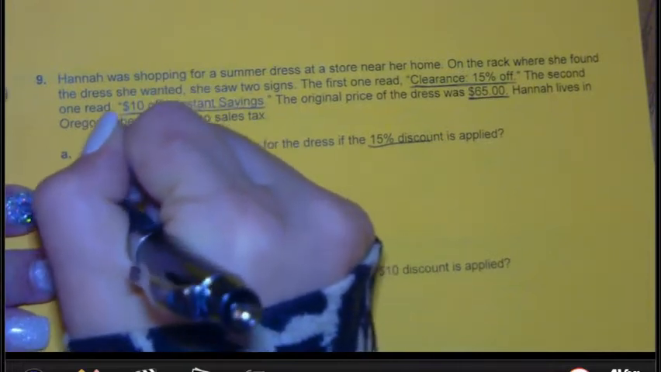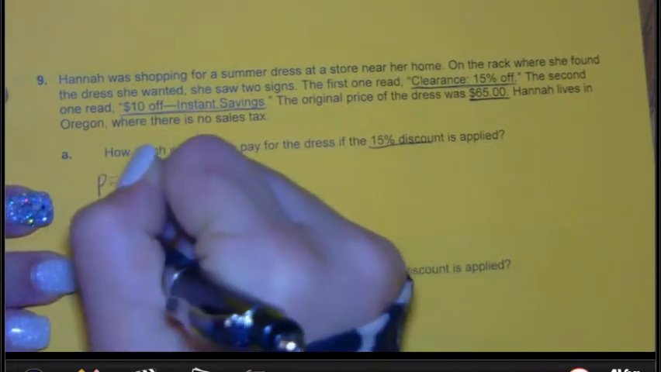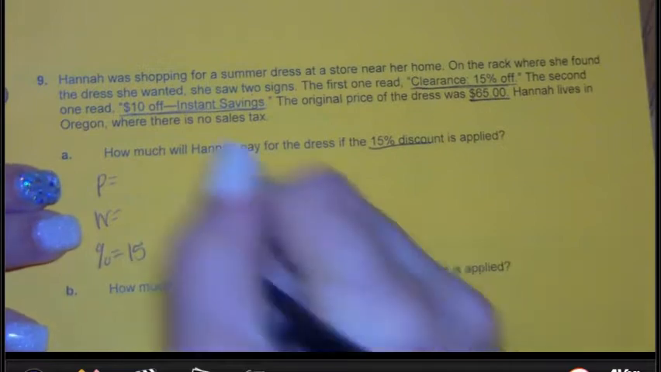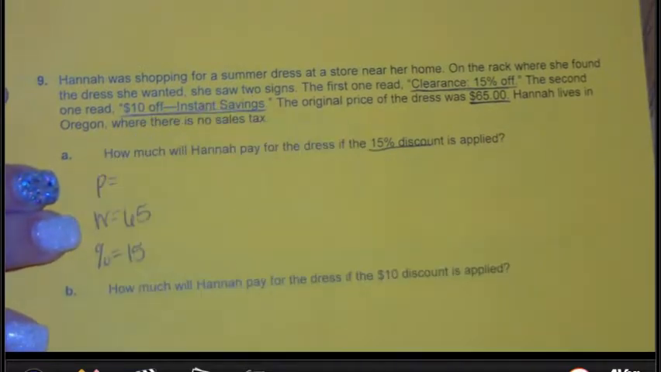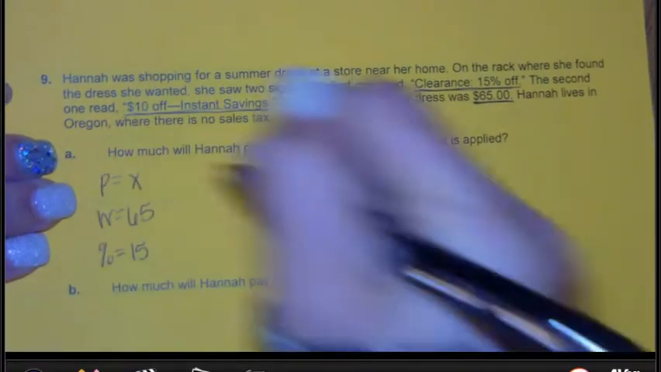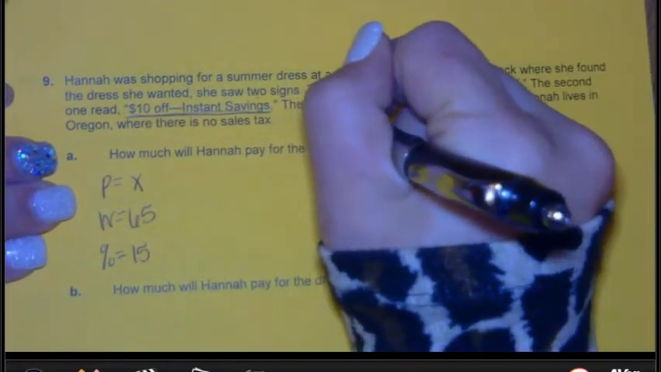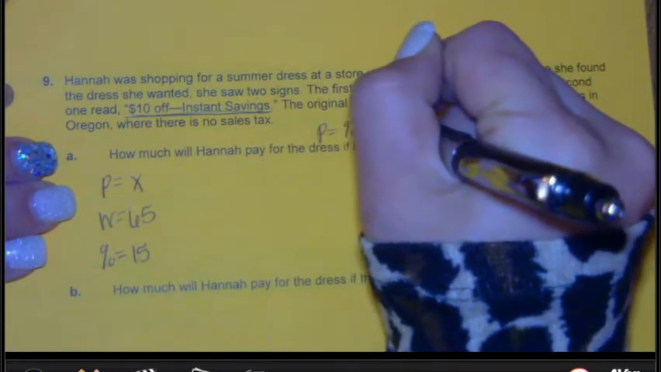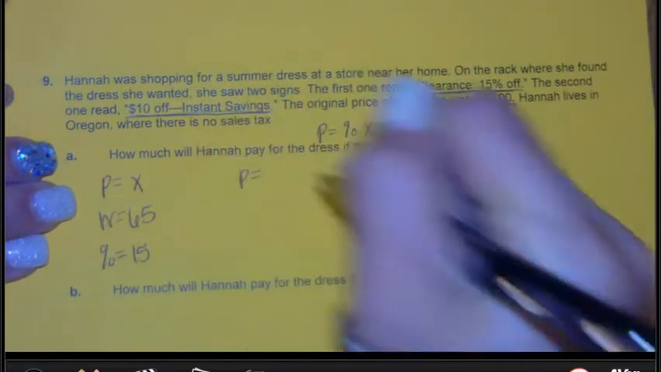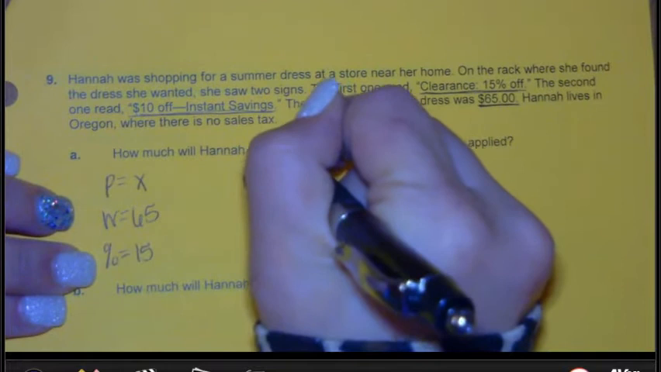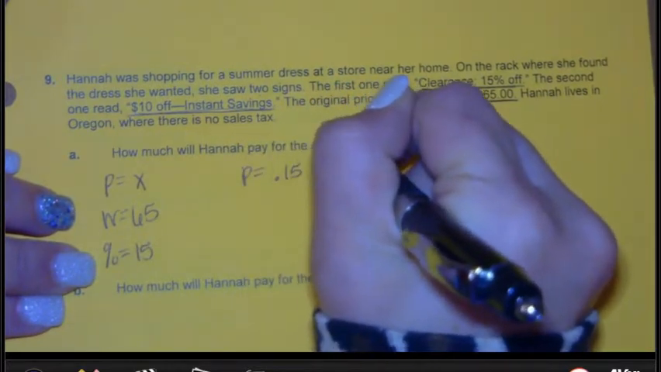Okay. So part, whole, percent. Well, I know my percent is 15. My total of the dress is 65. I want to know how much is coming off. So I'm finding my part. So let's go ahead and use the equation. Part is equal to percent times the whole. So part is equal to, 15% is 0.15 times 65.